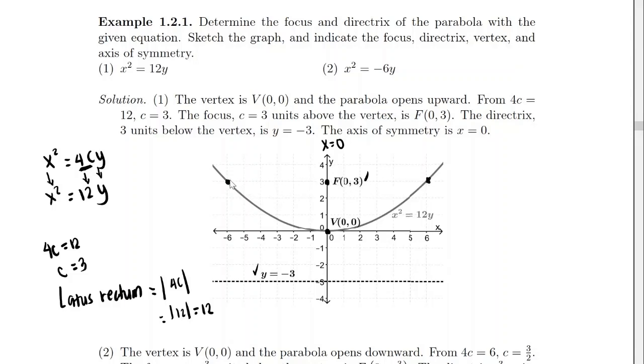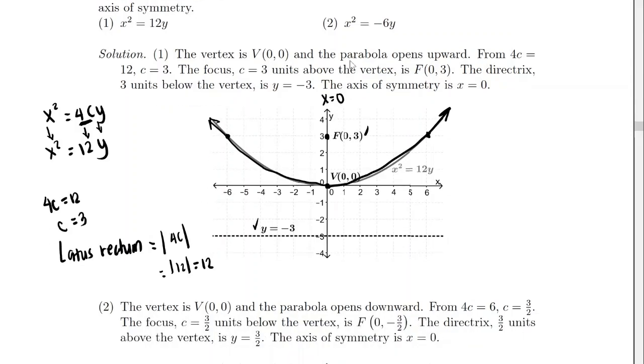That is the latus rectum, the line that passes through the focus. That gives us the idea that the parabola should pass through those points. And it is a curve, not a line. So that is the parabola opening upward with equation x squared equal to 12y.